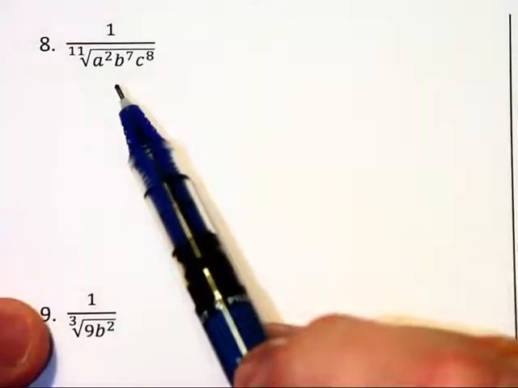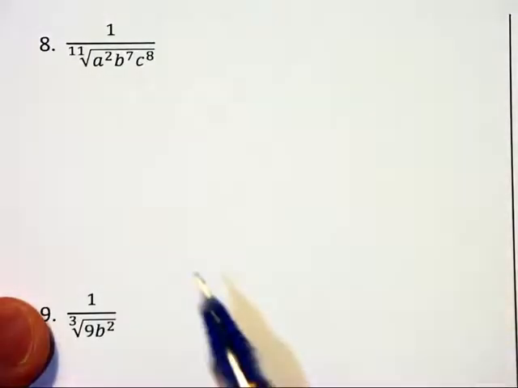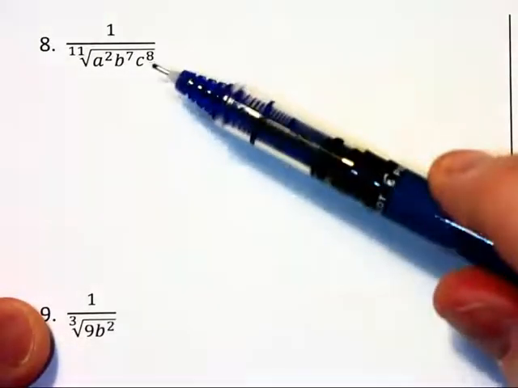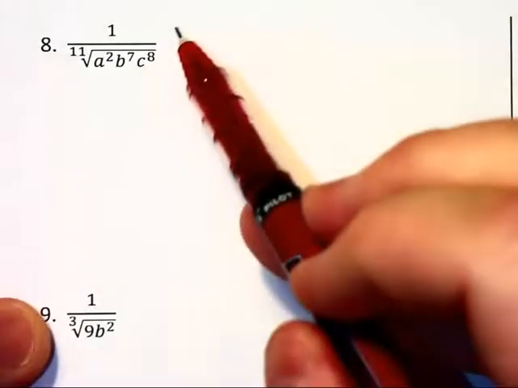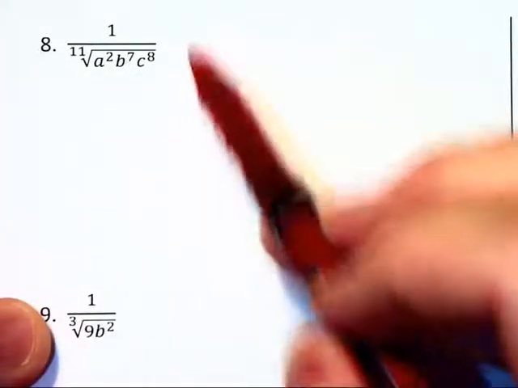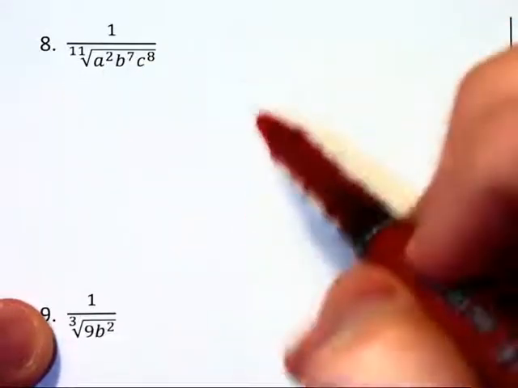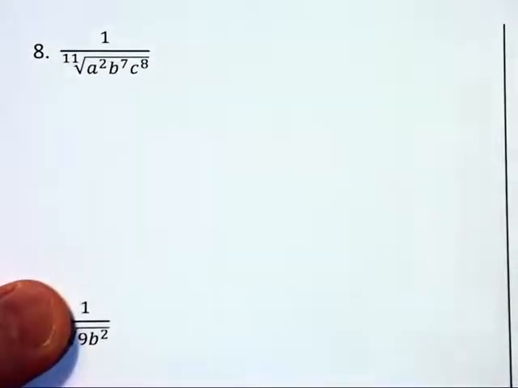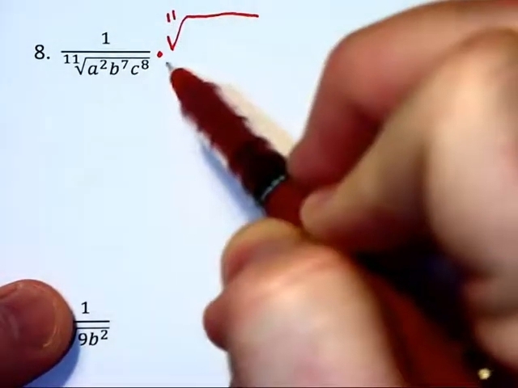Let's divide by an 11th root. Now I choose an 11th root just to exaggerate here. We're not allowed to have a radical in the denominator. However, I can't multiply by the 11th root of this denominator over itself. What I need to do is I need to have 11th powers inside. So I've got to get creative on what I multiply numerator and denominator by.